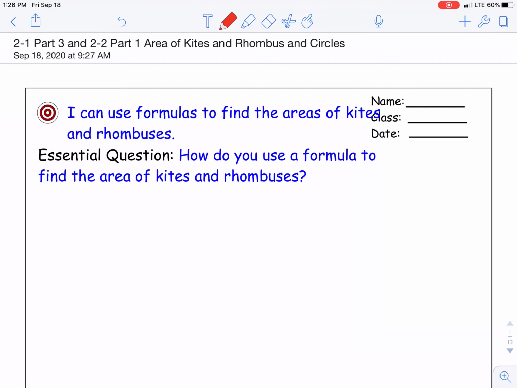What up, Geo? We are going to continue our talk on area, or how much space an object can cover. Yesterday we talked squares, rectangles, triangles, trapezoids. Today we're going to talk about kites and rhombuses.